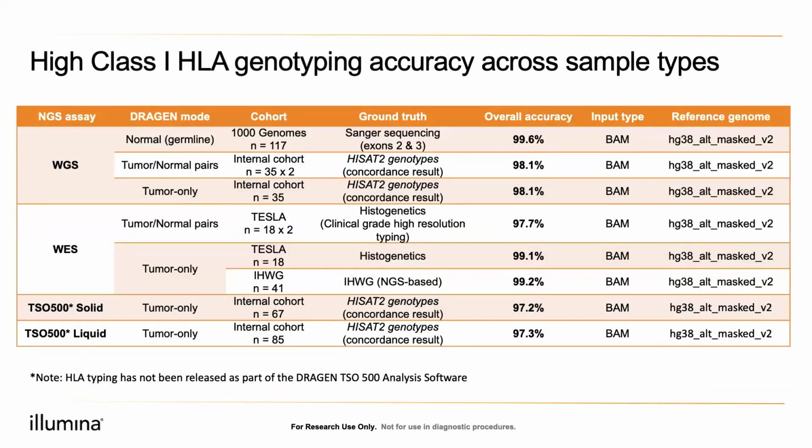Here's a view of the performance across a lot of different sample types. So you can see for whole genome sequencing, both for germline, for tumor normal pairs, and for tumor only, the accuracy is above 98%. For whole exome, both for tumor only and tumor normal pairs, the accuracy is close to 98% or greater. And then for TSO 500 solid and liquid, we're at around 97% accuracy. I want to note that this HLA typer is not released as part of the DRAGEN TSO 500 analysis software, but you could use this tool on your data from TSO 500 and get highly accurate HLA typing results.